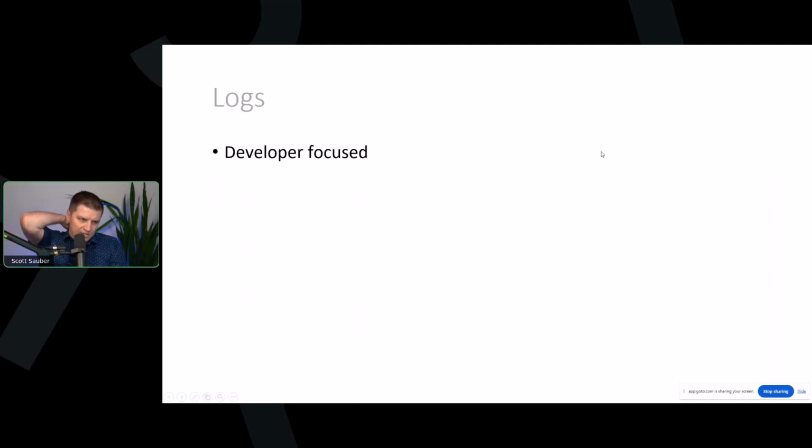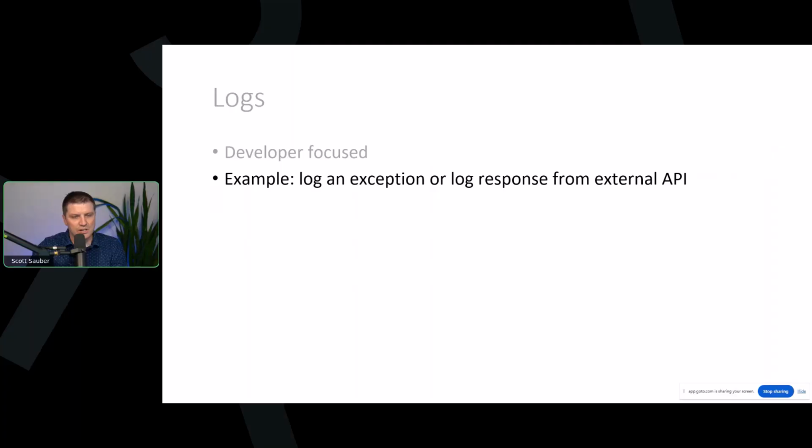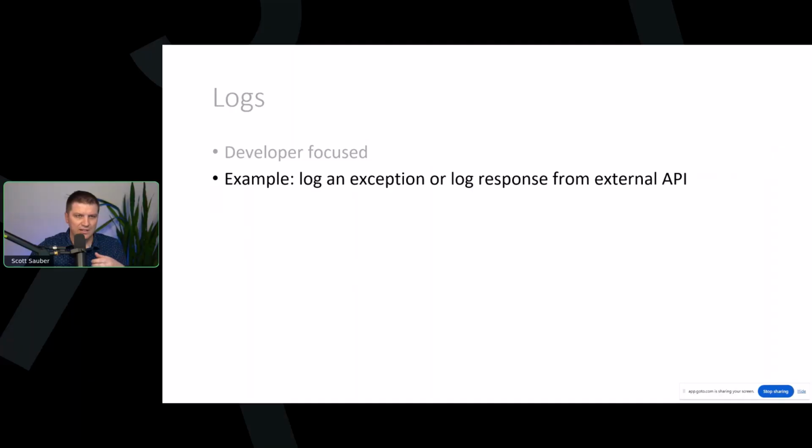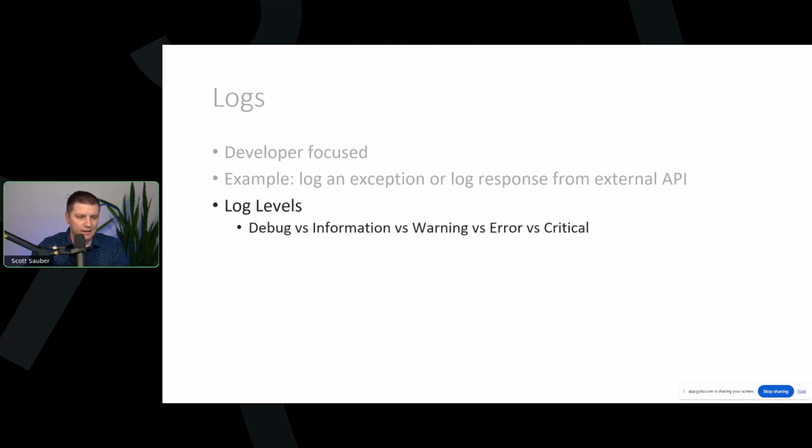So logs in general should be more developer focused. If you're logging an exception, or you're calling that SendGrid API and want to log what status code came back, those are really developer focused things, and you really shouldn't be exposing logs to users or anything like that. And I also find a lot of people abuse log levels. When you say, hey, I'm going to log debug, I find a lot of people don't log debug, even though they probably should. A lot of people abuse information.